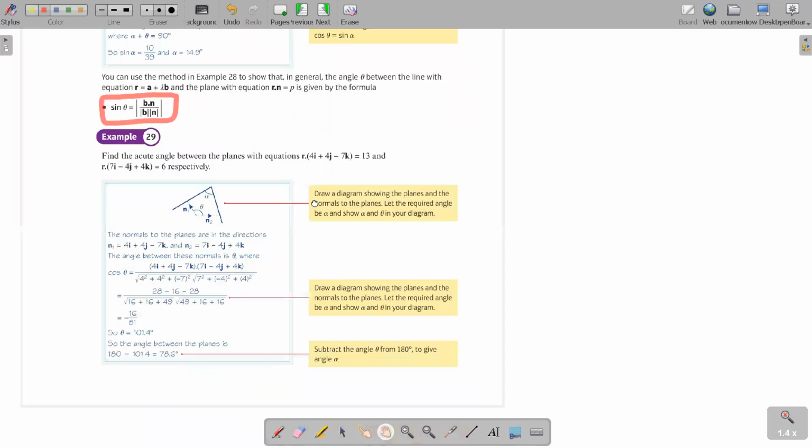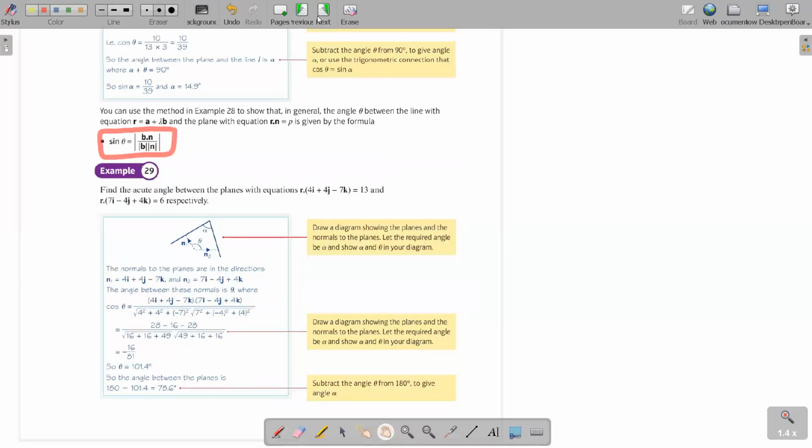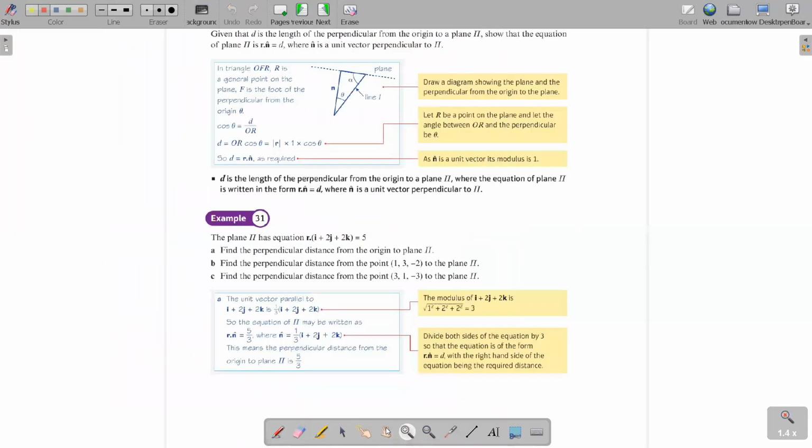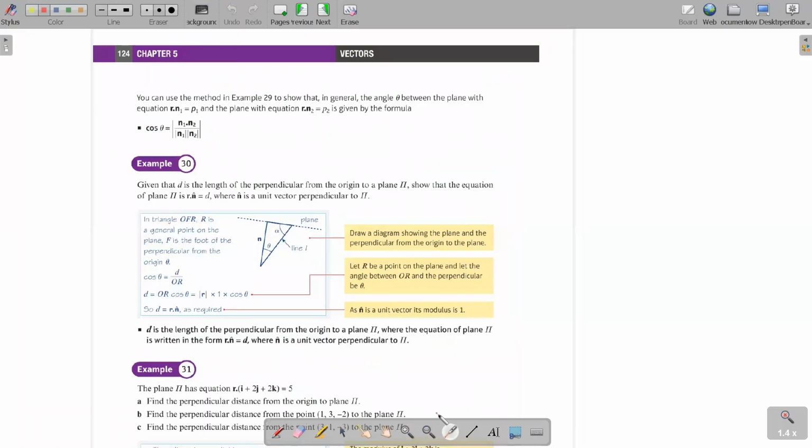And then the next equation. We know the equation for the angle between two lines. The next one was the angle between a line and a plane. The last one gives you the angle between two planes. So r dot n1 equals p1, r dot n2 equals p2. The angle between two planes is given by cos theta equals n1 dot n2 over modulus n1 modulus n2.